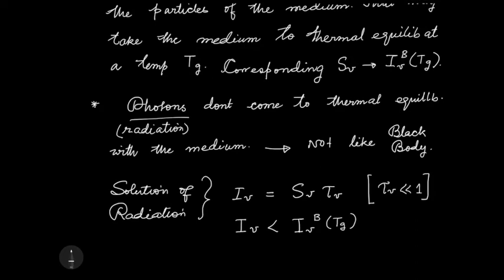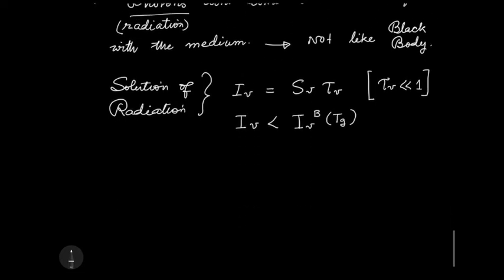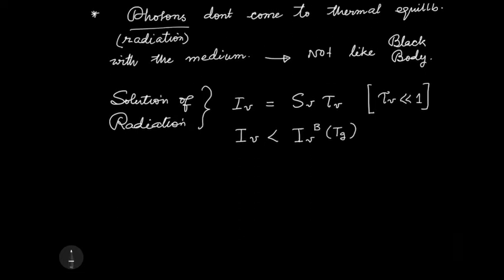So what have we found here? We found that the photons are not in thermal equilibrium. Their intensity is less than the intensity of a black body radiation at the temperature of the gas which has generated the photon. And that's essentially Kirchhoff's second law.